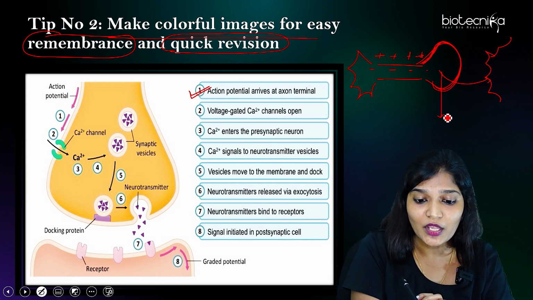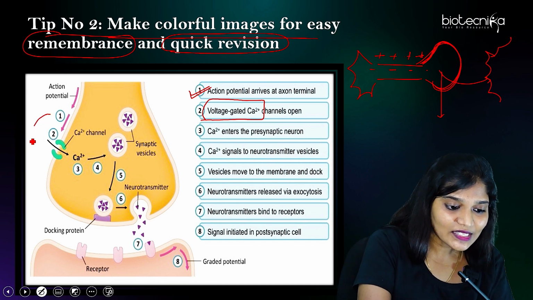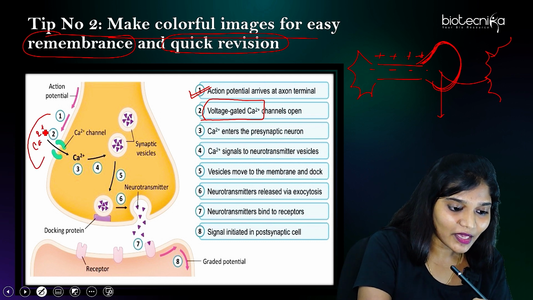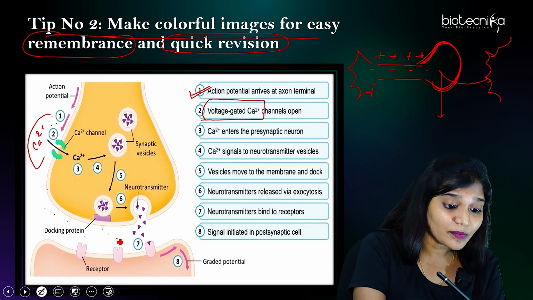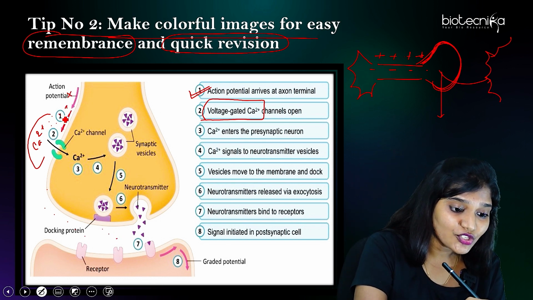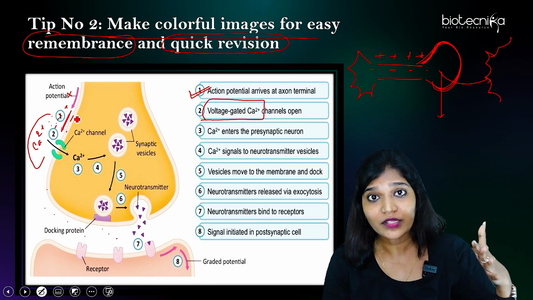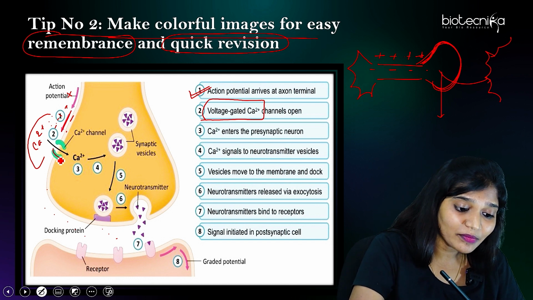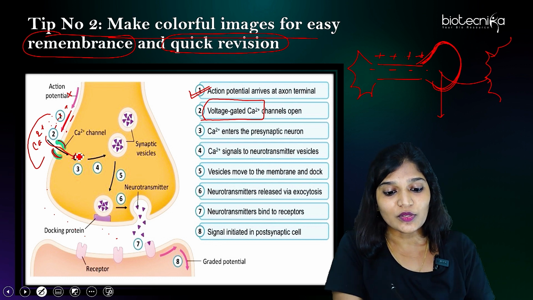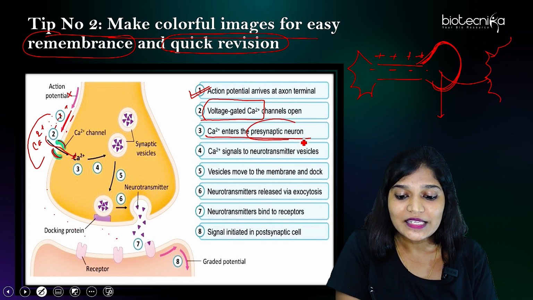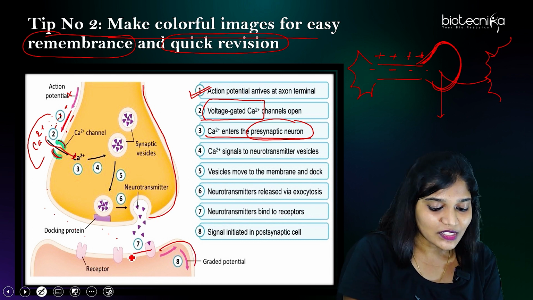And now what's going to happen? The voltage gated calcium channels are going to open. You can see over here, since the calcium is maximum at this area, this channel is going to open. When there's a creation of action potential along the axonal terminal, these calcium channels open and calcium comes in. So calcium enters the presynaptic neuron. This is the presynaptic neuron and this is the postsynaptic neuron.